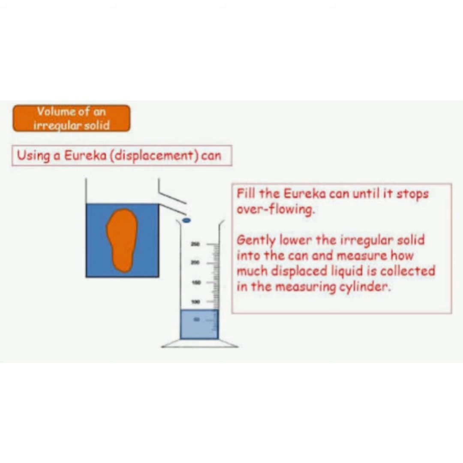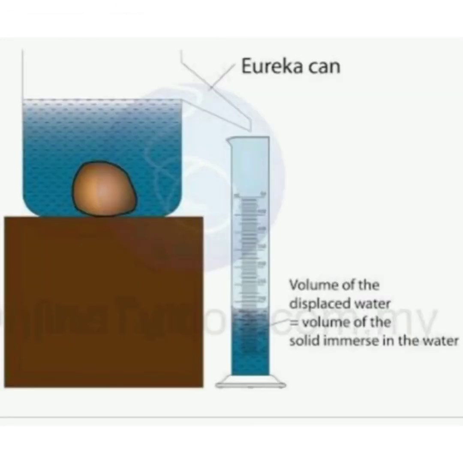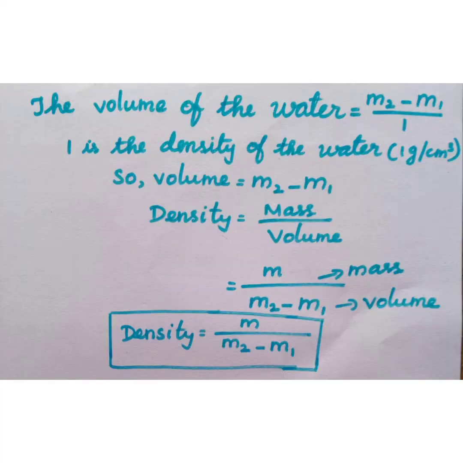Now, we need to find the volume of the water in the beaker. Which formula should we use to measure volume? Do you know? Yes, volume is equal to mass by density. Correct. The density of water is 1 gram per centimeter cube. So, the volume of the water is equal to m2 minus m1 divided by 1. This 1 is the density of water. So, volume is equal to m2 minus m1.